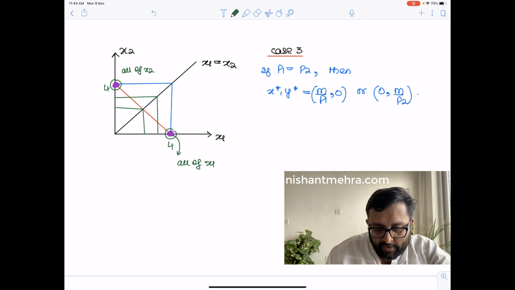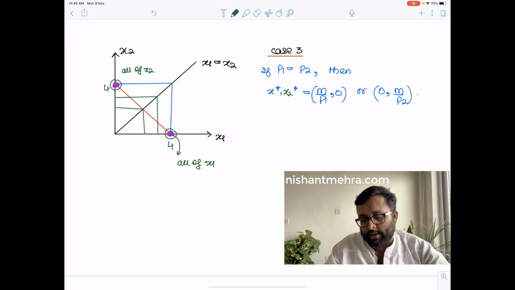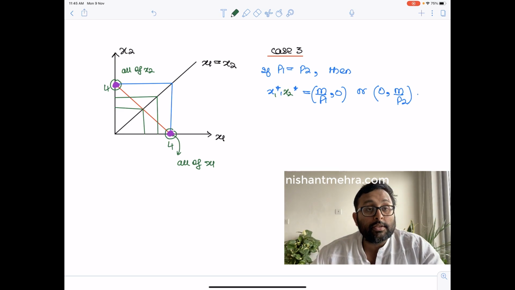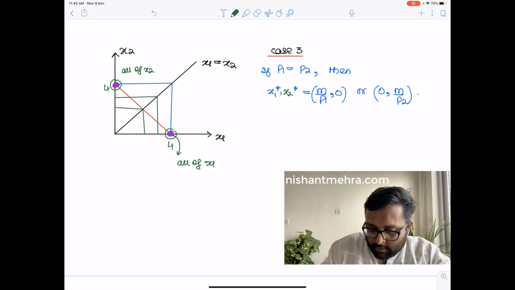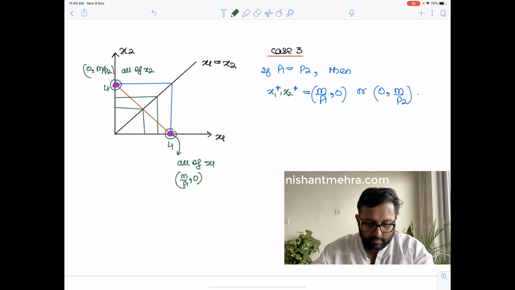So let me write x2 out here. x1 star is m by p1 comma 0. x1 star is m by p1 and x2 star is 0. Or it could be 0 comma m by p2. So it is m by p1 comma 0, or 0 comma m by p2, right?